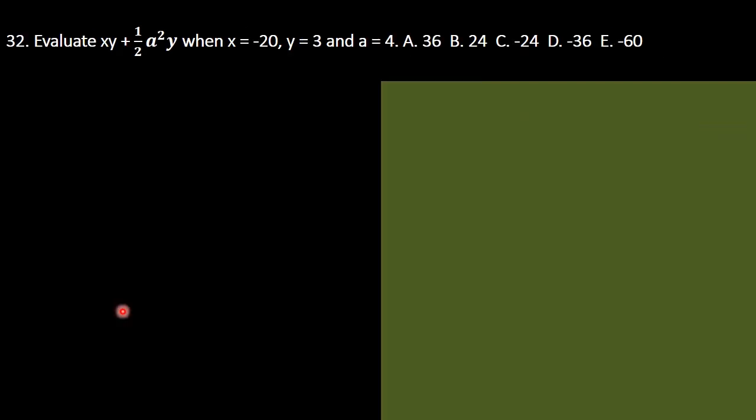Question 32. Evaluate xy plus 1 over 2 a squared y when x is equal to minus 20, y is equal to 3, and a is equal to 4. Let's check the procedure for solving this. Substitute for the given values in the expression.